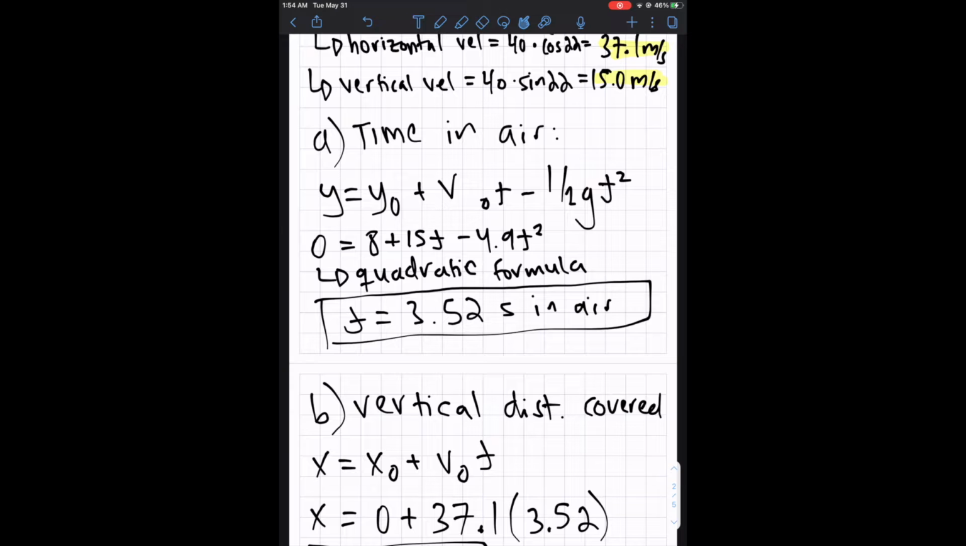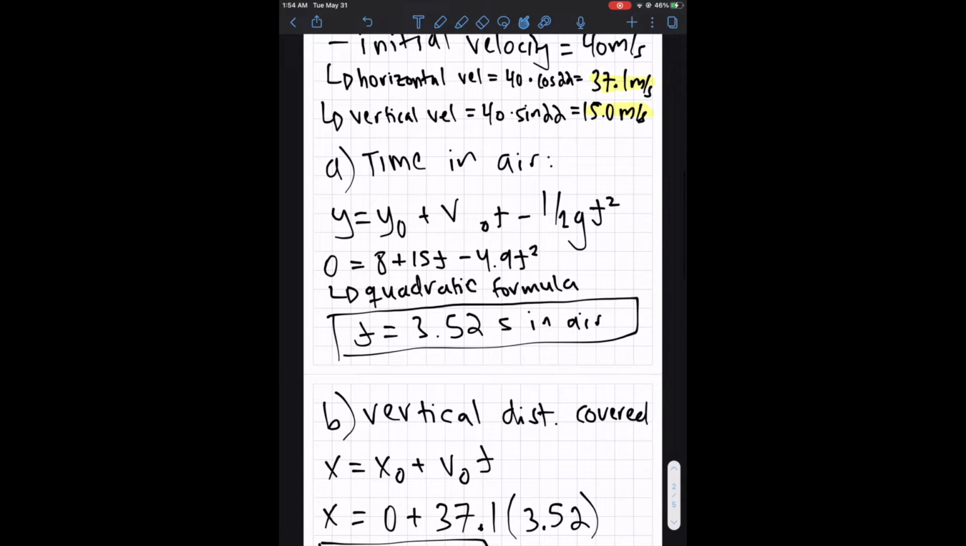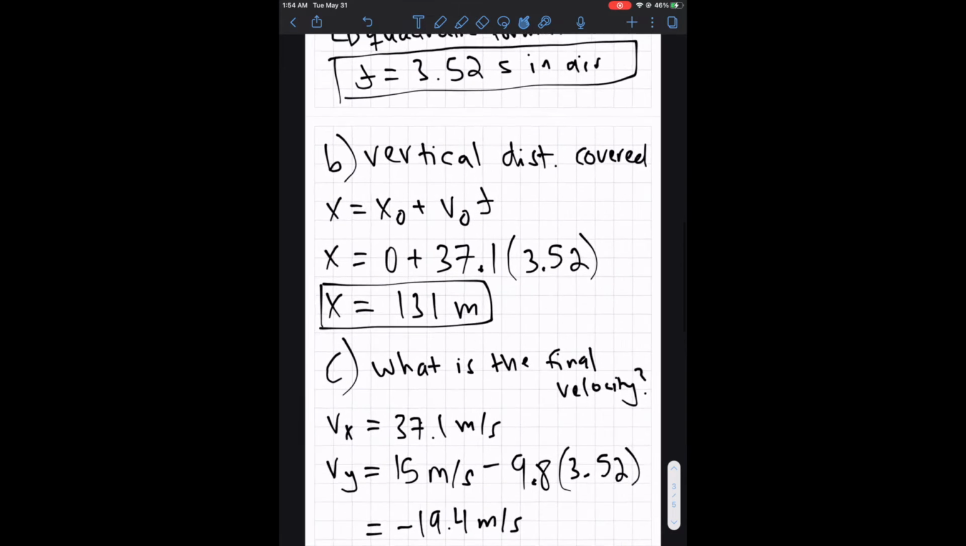In doing so, you use y equals y naught plus initial velocity times t minus 1/2 gt squared. We plug in the final y as 0, the initial y as the height of the platform, 8, and the initial velocity, which was solved, it's highlighted, and everything else is just 1/2 gt squared, which is negative 4.9 t squared. Then we just plug it into the quadratic formula, and we find out the time is equal to 3.52 seconds. This is the amount of time the ball spends in the air.